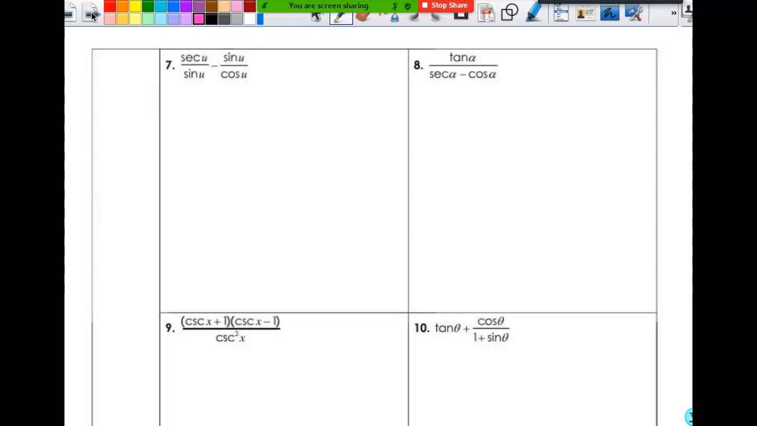I have 2 fractions. My first goal, unless I could just cancel something out right here, which most likely is not going to happen, I want to just go ahead and get a common denominator and put them together. So the easiest common denominator is just going to multiply the 2 together. So that'll be sine u times cosine u.